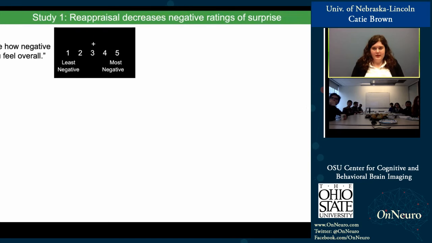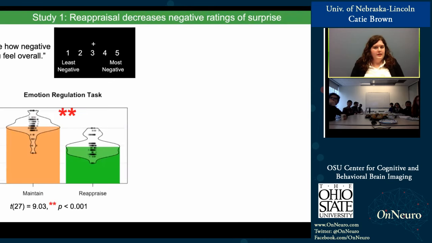So when we look at those negativity ratings, asking them how negative do you feel overall, we see that participants do feel less negative after reappraising than after maintaining. Just to orient you to these plots, the orange and green are what you would see if it were a traditional bar graph. And so the top represents the average. And then the points, the little dots, are individuals' averages. And the curving outline represents the density, so how many people are at that point.